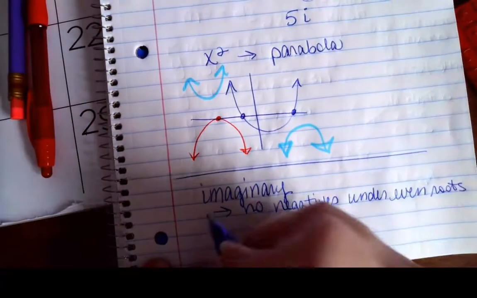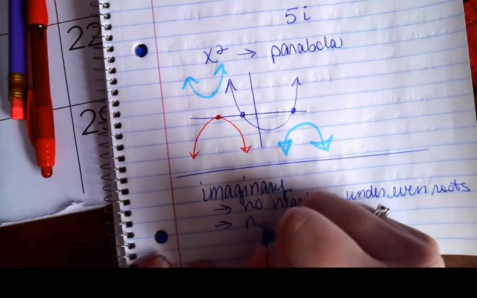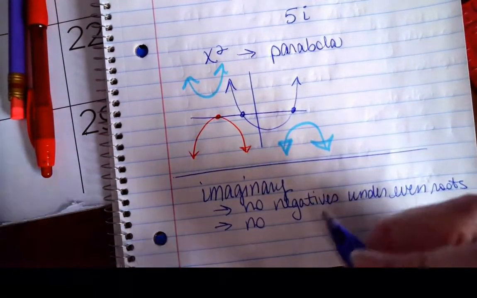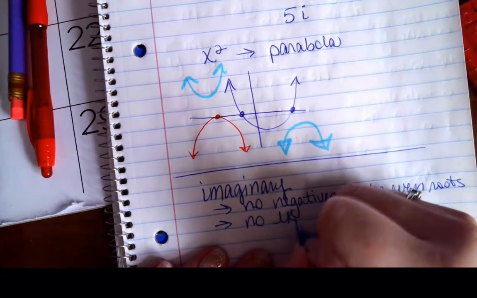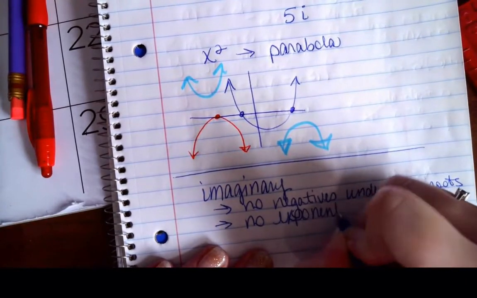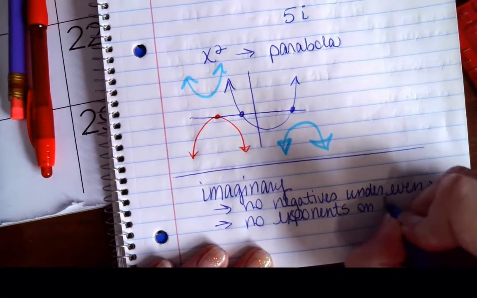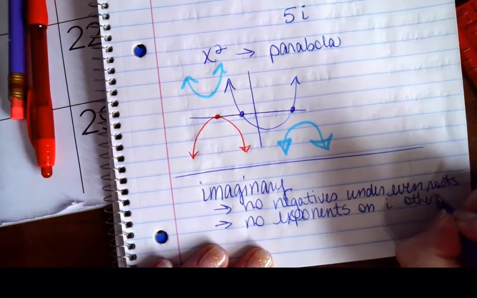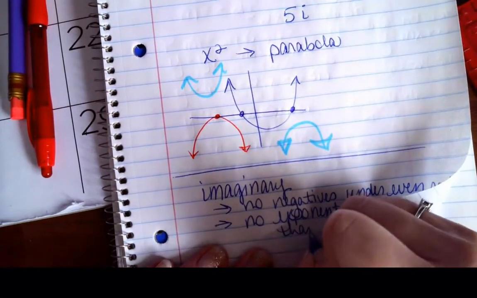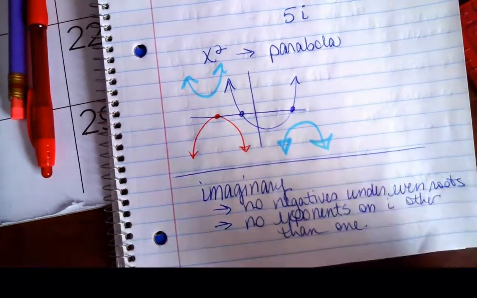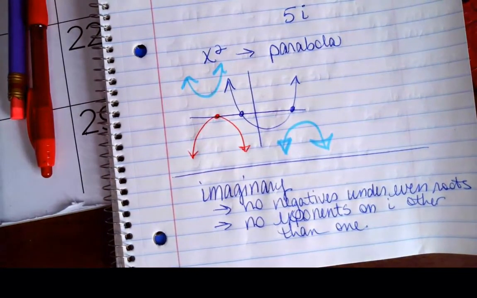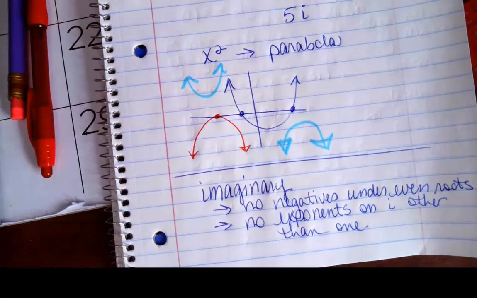The next thing that I want to notice is I don't want to have any exponents on i other than 1. So I don't want to have any exponents on my imaginary number other than 1.